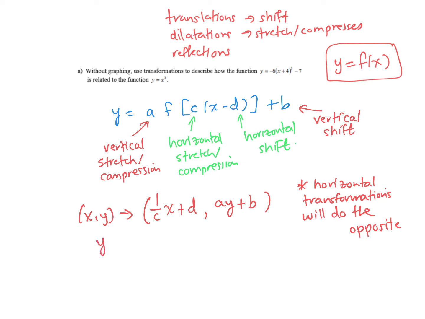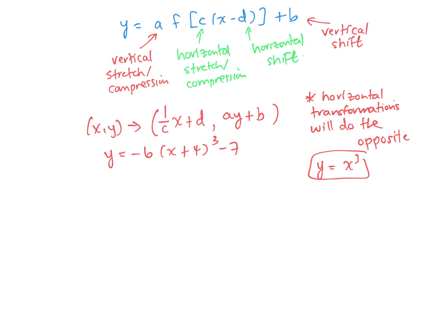So the function that is given as the example, the parent function in this case is x to the power of 3. That's what we're starting with. And we'll kind of go from left to right. So 6 is a vertical stretch. It's outside the bracket. It's multiplied, so it's a stretch, and it's bigger than 1. And we say by how much? So you always say vertical or horizontal, what type of transformation, and by how much.